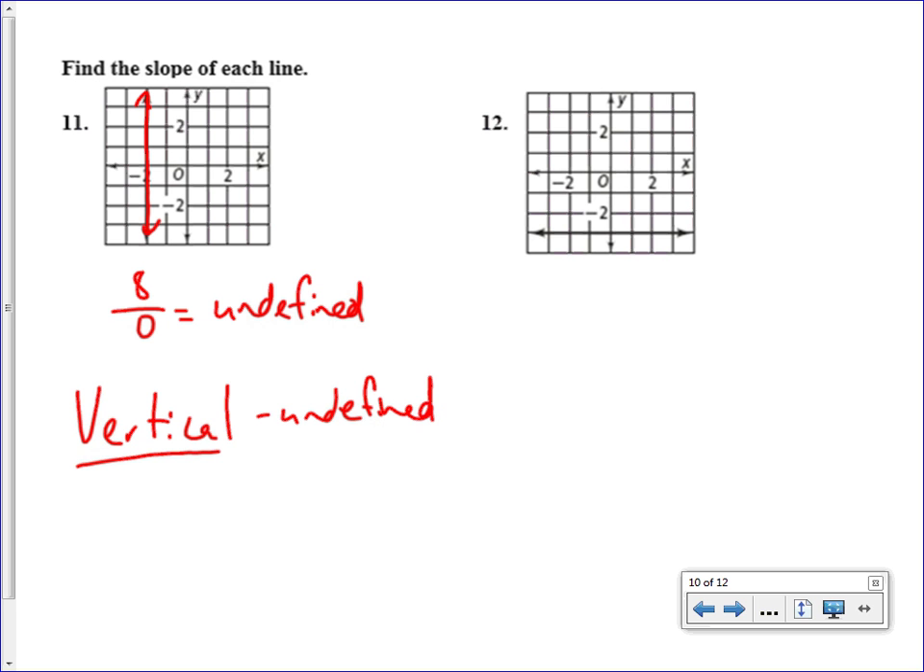Okay, now over here on this one, we got a horizontal line. So this time, it doesn't move up or down, but it keeps on running. So we could say that it's a 5. 0 divided by anything is a 0. So a horizontal line, our slope is 0.